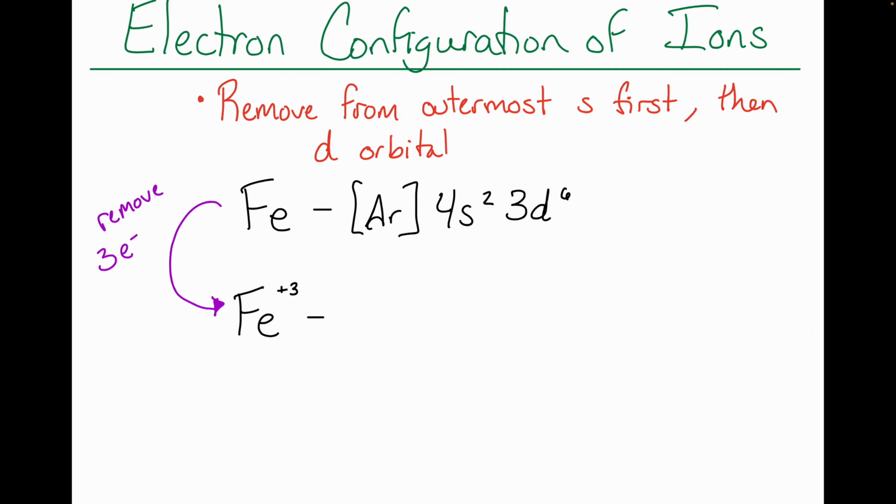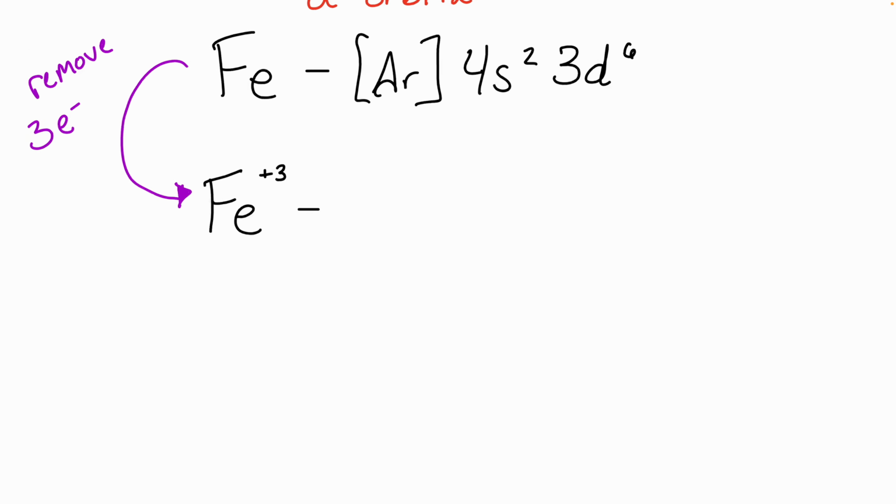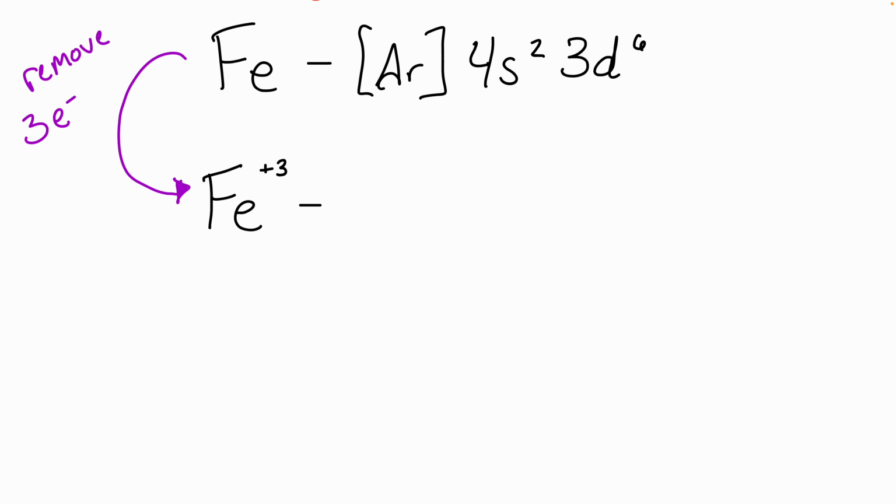All right, so I need to get rid of 3 electrons. I'm going to take my configuration here and start scratching electrons. I'm again going to first remove those 2 4s electrons. I still need 1 more to get rid of, so I'm going to take that from the 3d. So my electron configuration for the iron ion is argon plus 3d5.